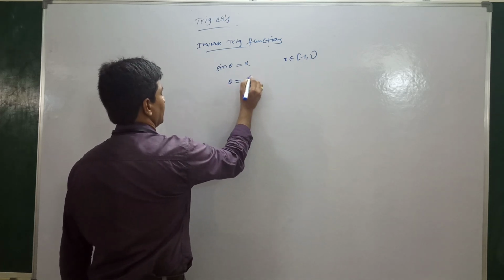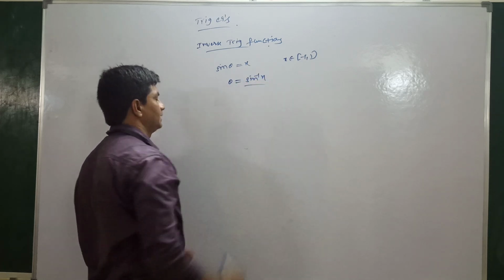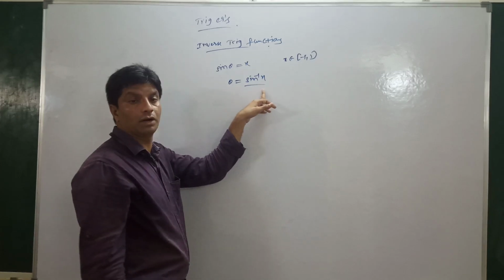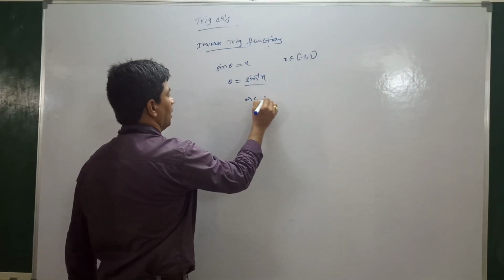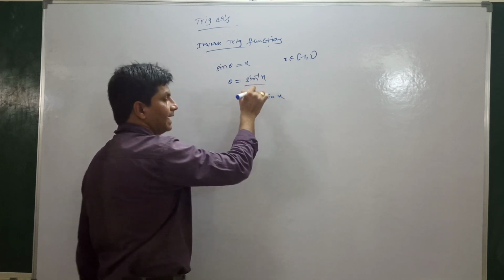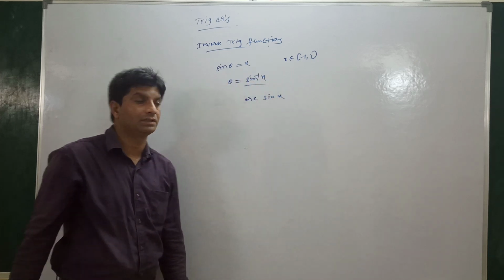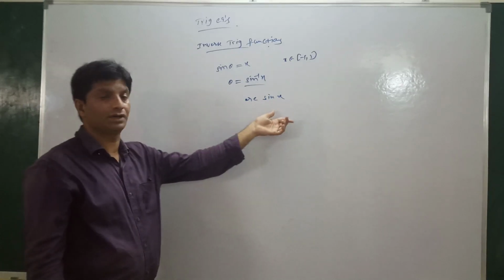Then theta equals what? Sin inverse x. This is called the arc sine function. This can be written as arc sine x or sine inverse x. So this is the way to write the inverse sine function.